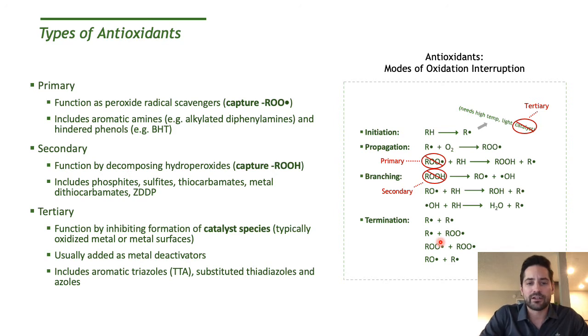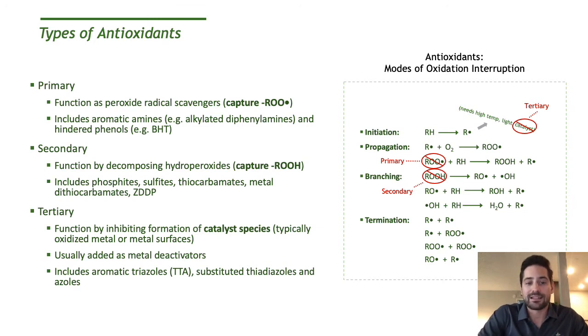The final one here is the tertiary antioxidants. Tertiary antioxidants serve by removing the catalyst from the oxidation process. Up here you can see for this initiation step, you need some sort of catalyst to be present in the fluid. The catalyst can be something like an acid, an oxidation product of a metal surface, or just an elemental form of the metal surface.